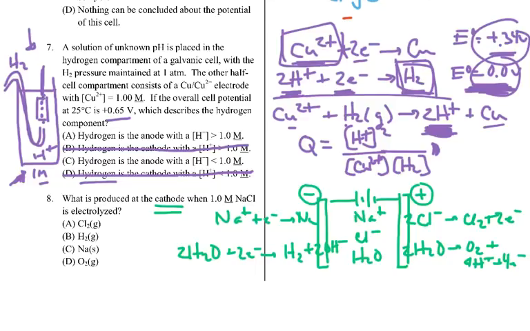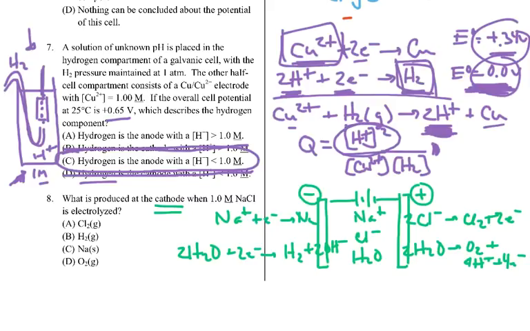Okay, smaller than standard. Here's my hydrogen ion concentration. If I want Q to be small, I need a smaller numerator, and a smaller numerator means less than 1 molar. So my answer here must be C. The hydrogen is the anode, and the hydrogen ion concentration must be less than 1 molar.